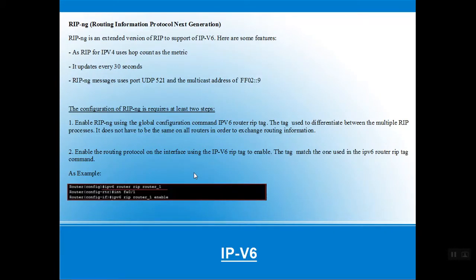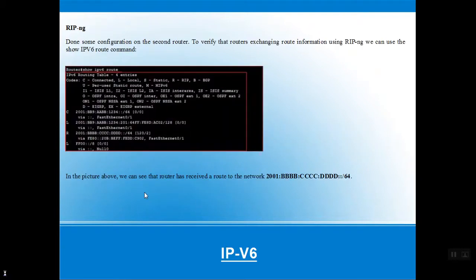After that, we have RIPng, the Routing Information Protocol Next Generation. As we know, it's a distance vector protocol algorithm. It finds the best route path to reach the destination. So how are we going to configure it in our router? Configuring RIPng requires at least two steps: enable RIPng using the global configuration command in IPv6, or enable the routing protocol on the interface using IPv6. We have this command in our router: ipv6 router rip router1, and we configure RIPng, the Routing Information Protocol Next Generation.